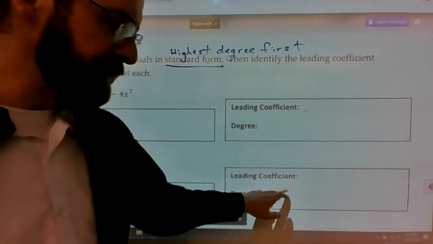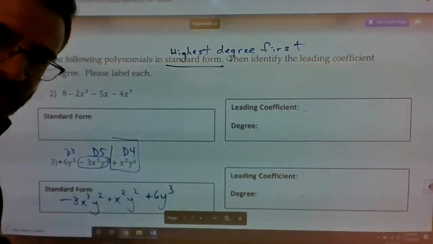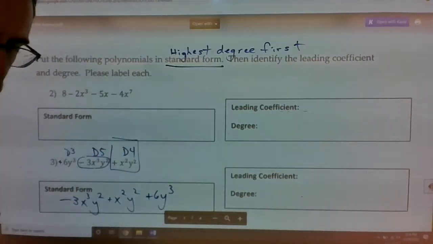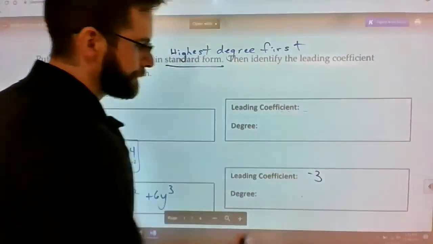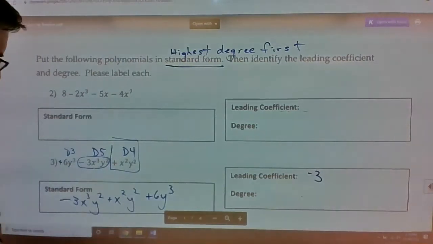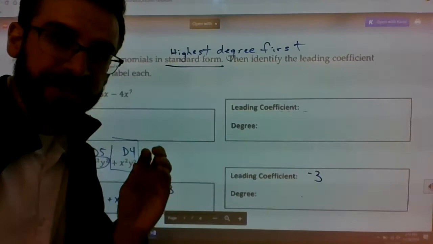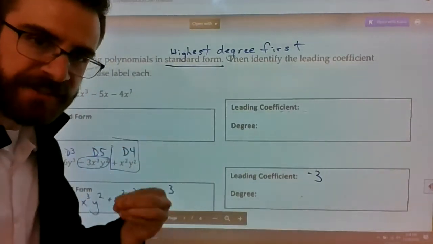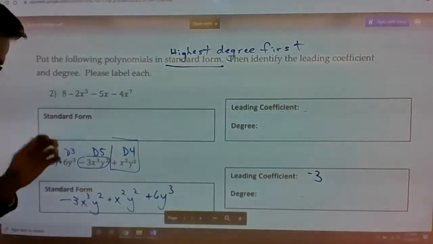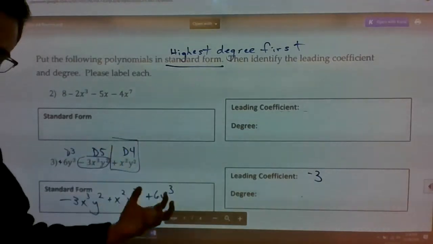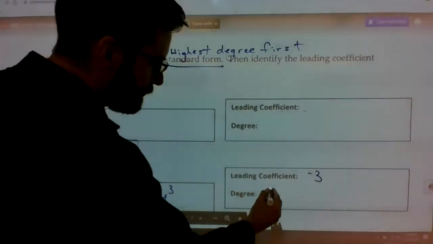The leading coefficient is the first coefficient once you have it in standard form. It'd be negative 3. And the degree of a polynomial is the degree of the biggest term in the polynomial. So the biggest term is degree 5. That's going to be the degree of the whole polynomial.